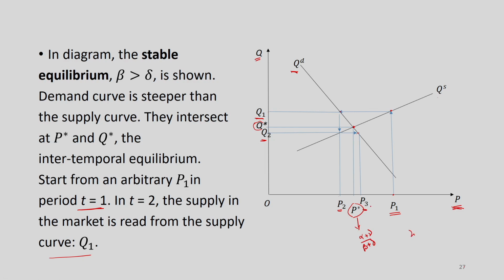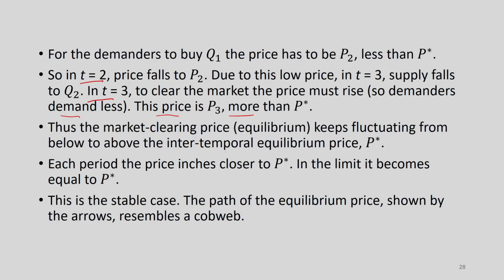In particular, you can see that the P3 price is now greater than P star. So, we started with P1, which is greater than P star, then we came to P2, which is less than P star, and then again we go to P3, which is greater than P star. In other words, we are oscillating around the P star price, which is the intertemporal equilibrium price. Thus, the market clearing price, which is the equilibrium in each period, keeps fluctuating from below to above the intertemporal equilibrium price P star.